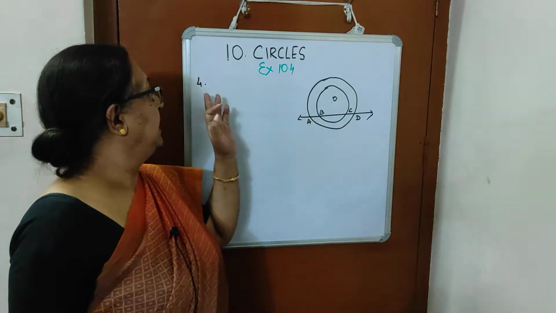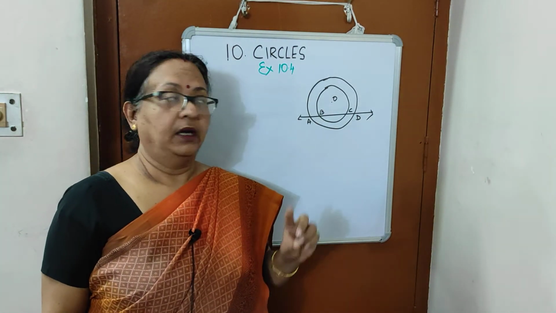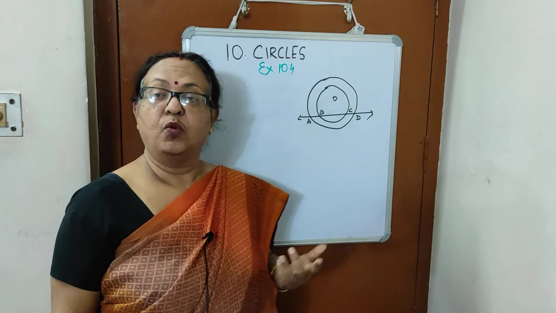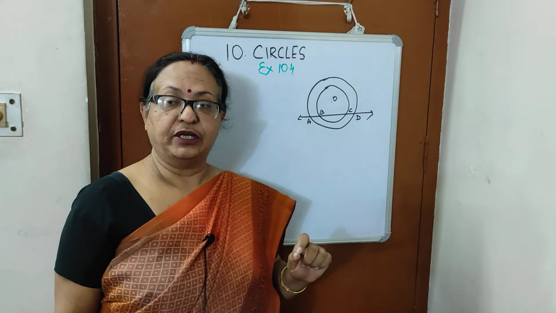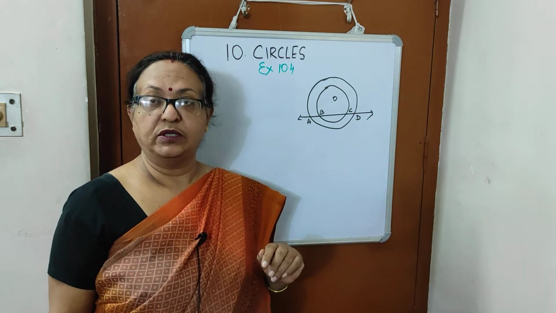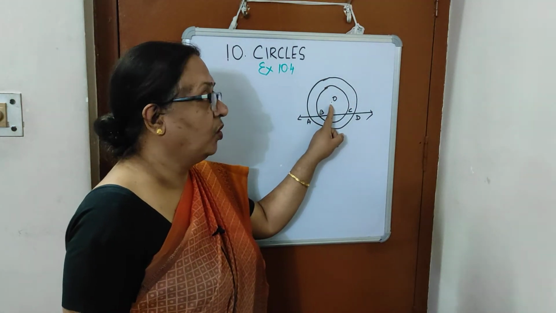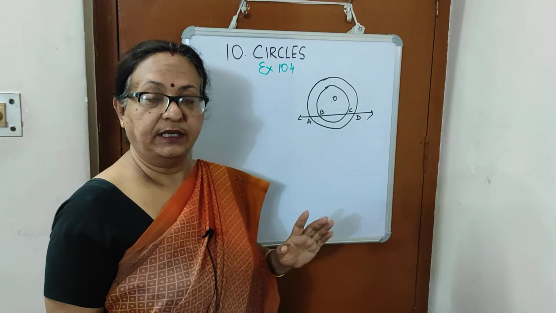Okay, children, let's see another sum. Question number 4. Now what is given in the question? A line intersects two concentric circles. Now what are concentric circles? Circles with the same center and different radii are concentric circles. Here you can see two circles having the center O. Their radii are different. So these circles are concentric circles.